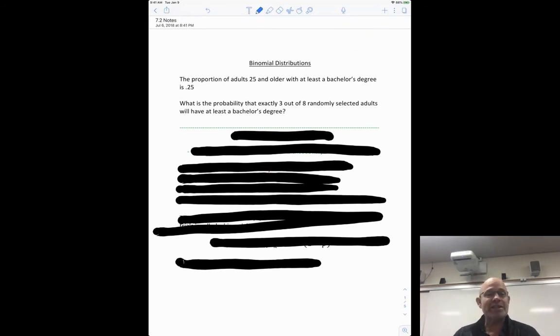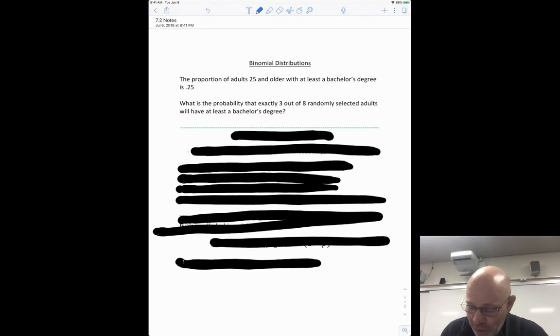And the question is this: the proportion of adults 25 and older with at least a bachelor's degree is 25%. What's the probability that exactly 3 out of 8 randomly selected adults will have at least a bachelor's degree? So you can see it's very similar to the problem we did flipping a coin.